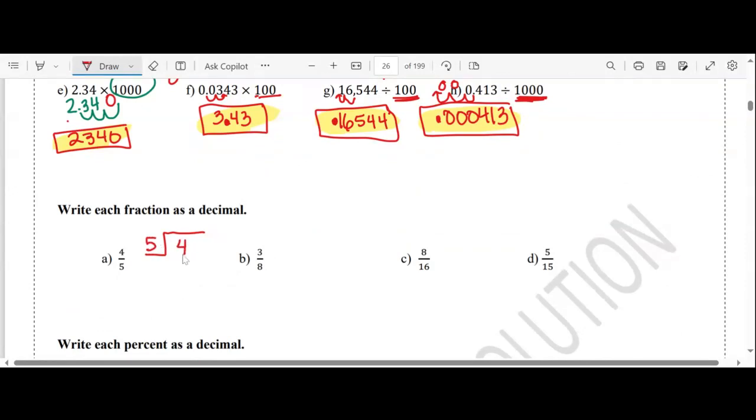4 divided by 5. Can 5 go into 4? No, it cannot go into 4. So I have to put what? Point. And then you add what? So 5 goes into 40 how many times? 8. 8 times 5? Subtract. So the answer is what? 0.8. You can write it like this or you can write it like this. Both of them are correct. It's okay to write it this way or that way.